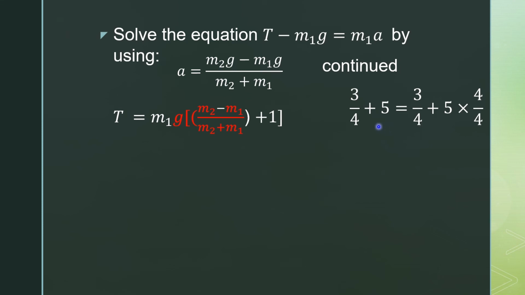What we do is we multiply and divide this number by this denominator, 4 and 4. That way we have the same denominator. So this is basically 5 times 4, which is 20 over 4, and this is 3 over 4. Let's do the same thing here. What is the denominator here? m2 plus m1. So we multiply and divide this 1 by m2 plus m1.